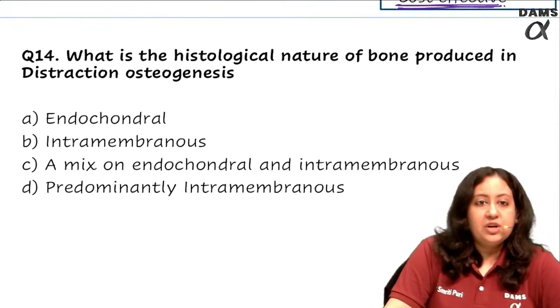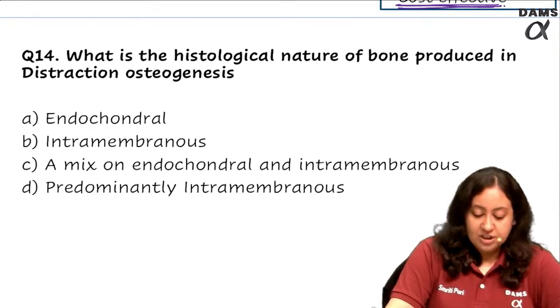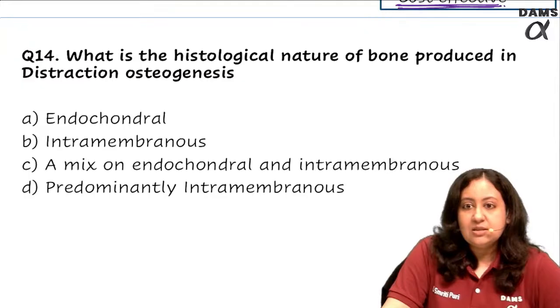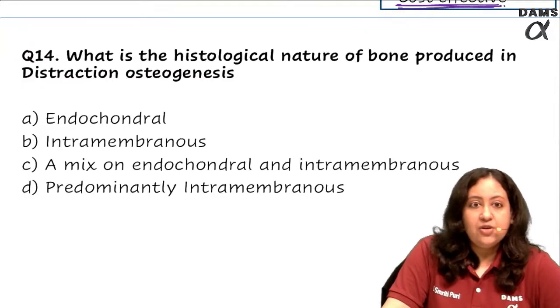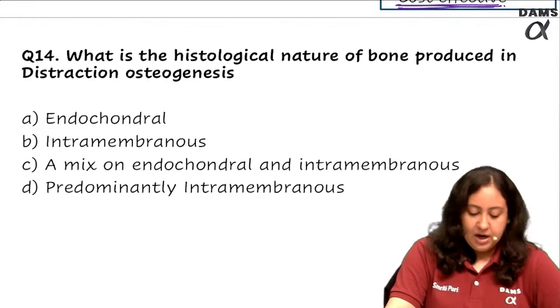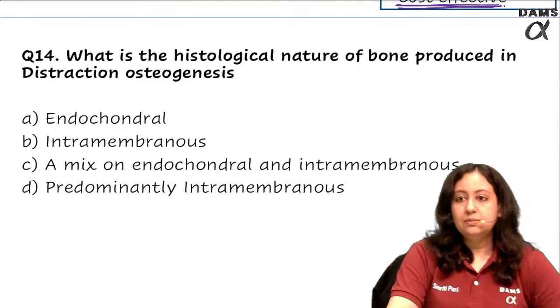Coming to question 14, what is the histological nature of bone produced in distraction osteogenesis? A. Endochondral, B. Intramembranous, C. A mix of endochondral and intramembranous, D. Predominantly intramembranous.